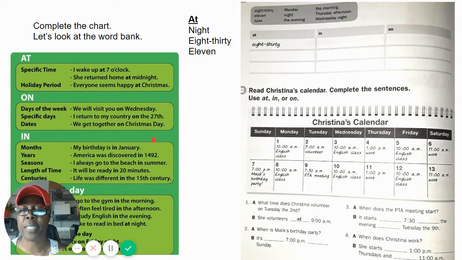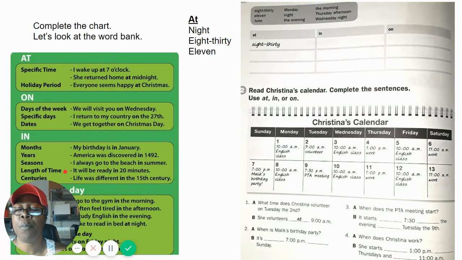Okay, my birthday is in January. When you talk about years, America was discovered in 1492. So in year, in month, in season. I always go to the beach in the summer, not just in summer. In the summer. I go to the beach in the summer. But summer is a season.